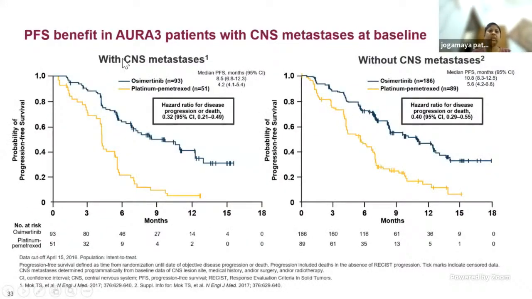So, the PFS benefit in AURA3 patients with CNS metastasis at baseline. In patients with CNS metastasis, treatment with osimertinib compared to platinum pemetrexed improved progression-free survival. The hazard ratio for progression is 0.32 for patients with CNS metastasis. For patients without CNS metastasis, the hazard ratio of progression for osimertinib versus platinum-based chemotherapy is 0.42. So it is a very impressive hazard ratio, even in patients with CNS metastasis.